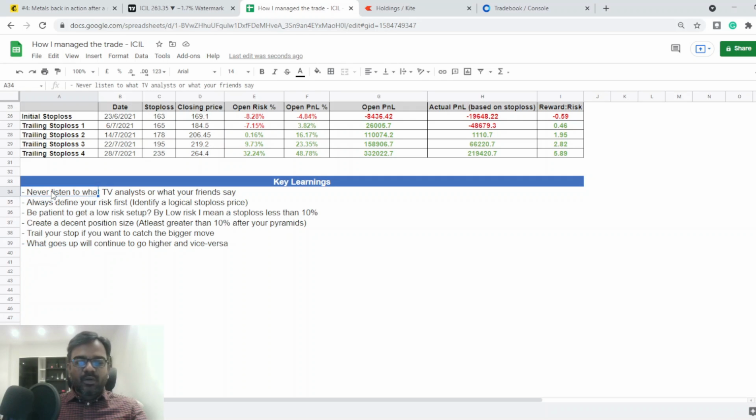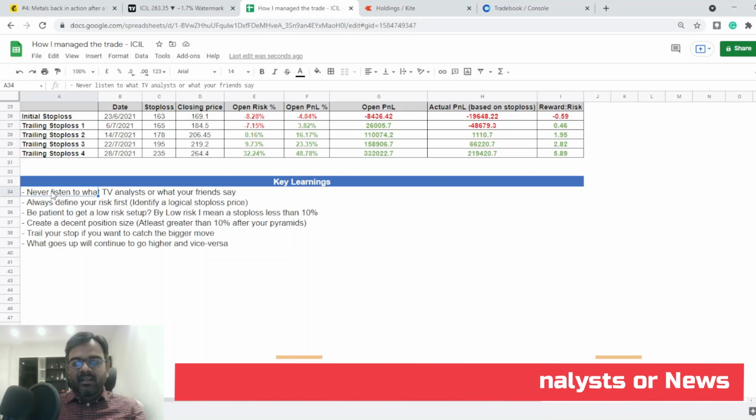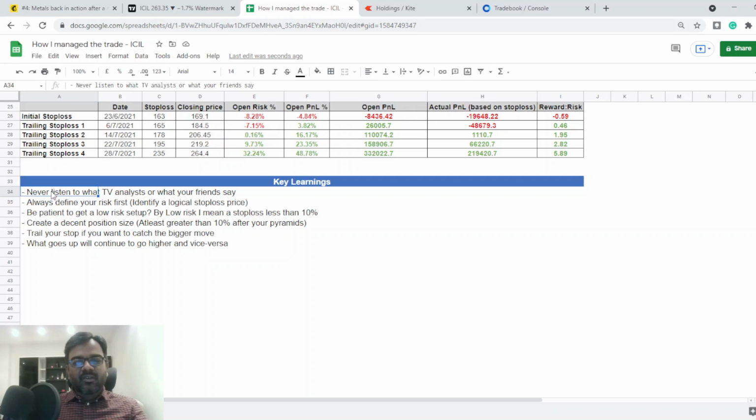So never listen to what TV analysts or your friends say. In markets, especially in this bull market, everyone is watching TV, CNBC TV or any other channel. And a lot of TV analysts are talking about textile stocks, specifically of late, because every textile stock is just going higher and higher. I don't know what the fundamental reason is. There can be a lot of reasoning behind it, but I don't want to get into that today. What I want to tell you is, your friends or your TV analysts will only help you to buy a stock, but they will never come and help you to sell a stock.